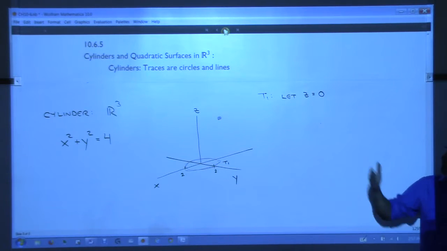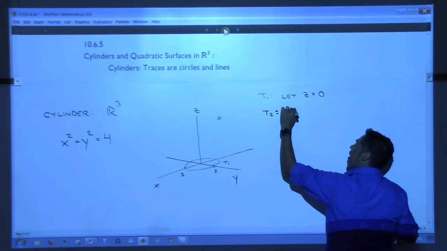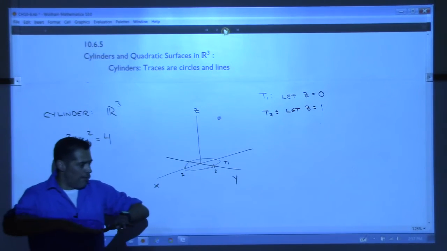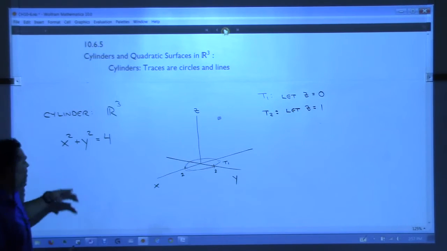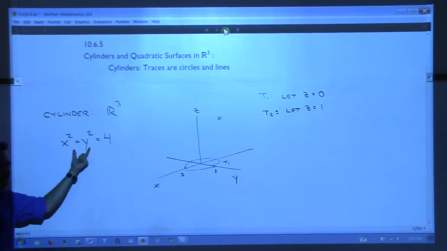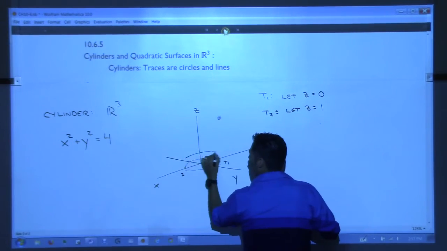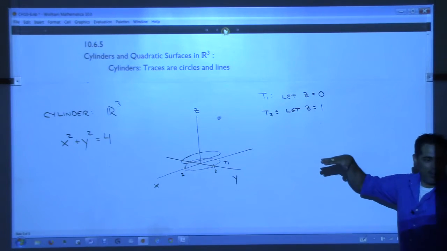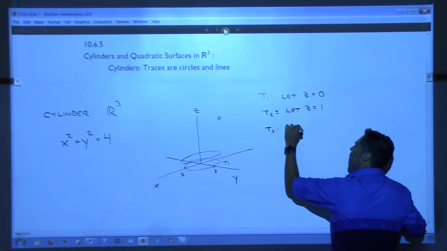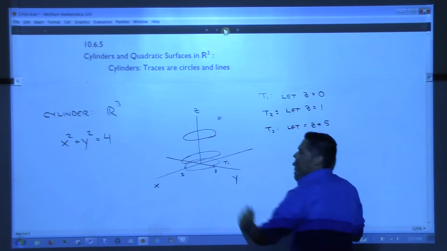Now I'm going to change my variable and do a second trace. For this trace, I'm going to let z be 1. So z equals 1 means I'm coming up 1 unit off the ground. Then I'm going to see how that changes this and draw again. But it doesn't change it, does it? I'm still going to draw another circle of radius 2, but now it's up off the ground 1 unit. It's kind of hovering above it. And I can keep doing this. Another trace: let's let z be, I don't know, 5. Now we've moved up quite a bit, and I have another trace up here.